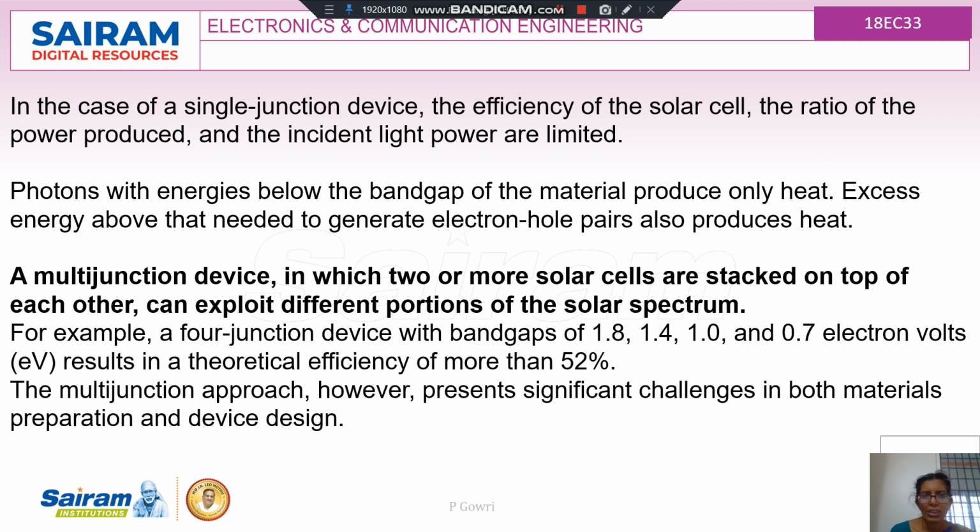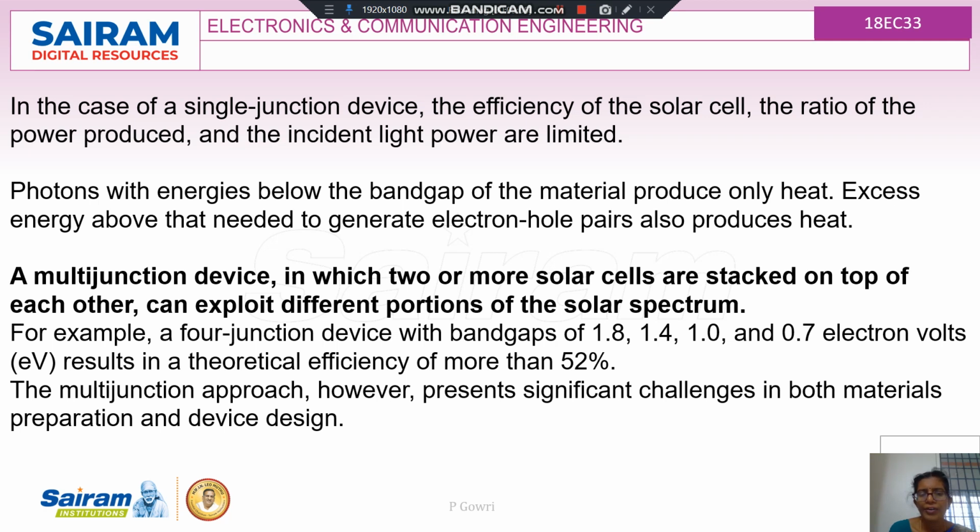So in the case of a single junction device, the efficiency of the solar cell, the ratio of the power produced and the incident light power, is limited. Photons with energy below the band gap of the material produce only heat. Excess energy above that needed to generate the electron-hole pair also produces heat. So in this case, we go for a multi-junction device in which two or more solar cells are stacked on top of each other and can exploit different portions of the solar spectrum.